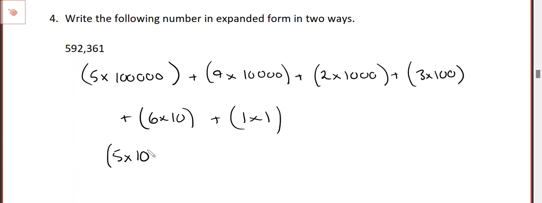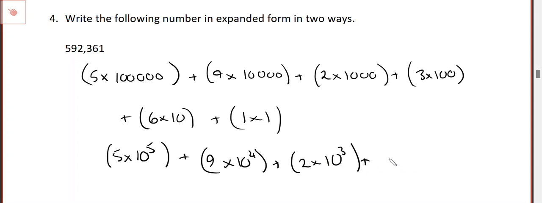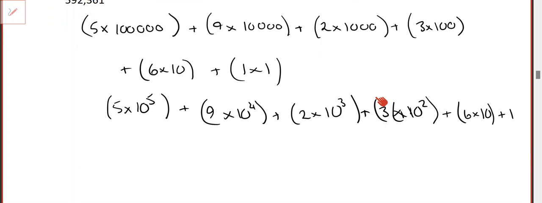5 times 10 to the power of 5 plus 9 times 10 to the power of 4 plus 2 times 10 cubed plus 3 times 10 squared plus 6 times 10 plus 1. I'm fine with that. And there is another way, the simplest one that we're going to get.